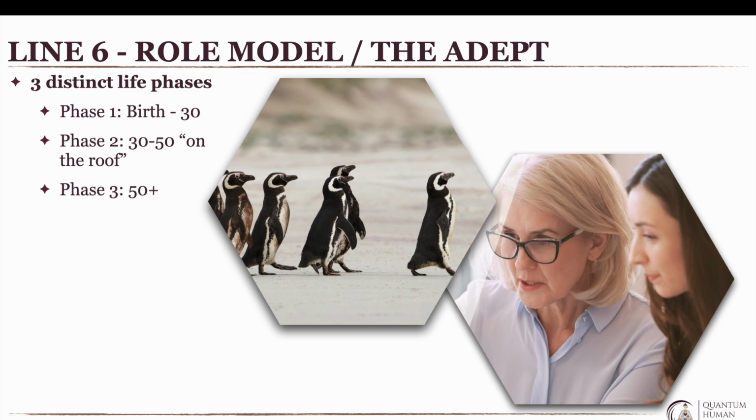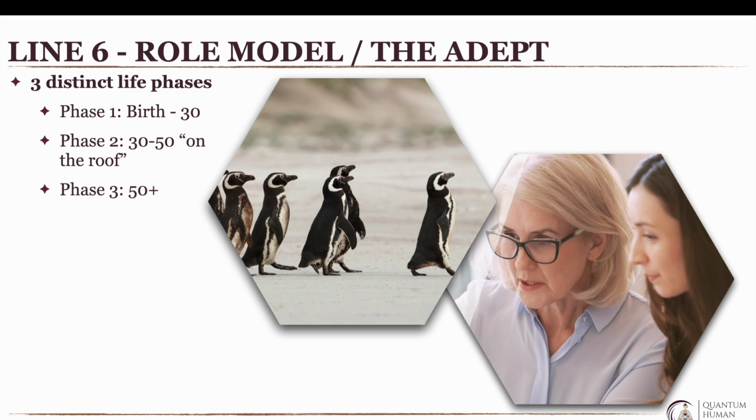The 6th line has 3 distinctly different life phases or life cycles. The first phase is from birth to approximately the age 30. During those first 30 years, the 6th line behaves very much like a 3rd line. And so experimentation and exploration are important parts of the learning process of the role model. As a 6th line, you will have learned in your youth, or maybe you're learning now in your youth, about life through exploration and experimentation.